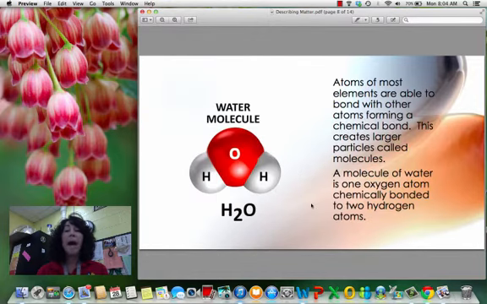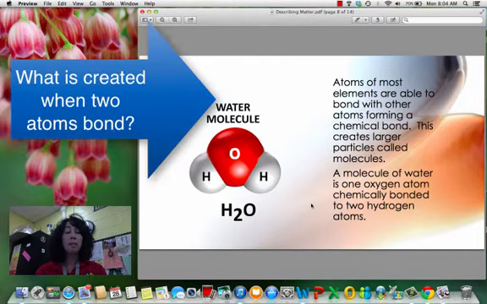Now, atoms of most elements are able to bond with other atoms. And when they bond, they form these chemical bonds, which create these larger particles called molecules. So if we take a look at our water molecule, we can see there is 1 oxygen and there are 2 hydrogens. They are chemically bonded together.